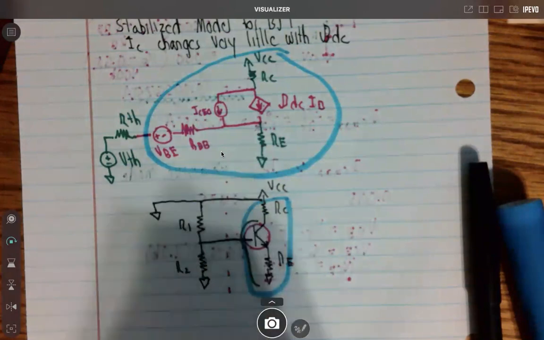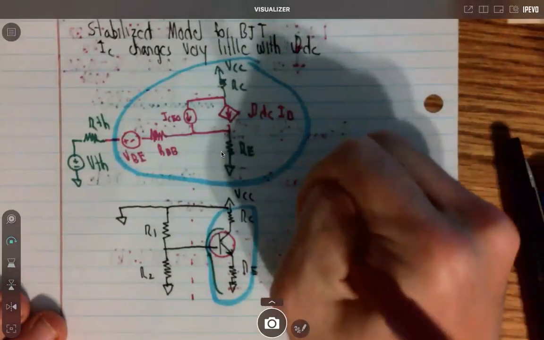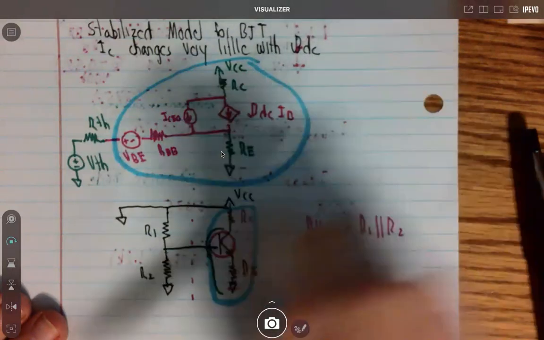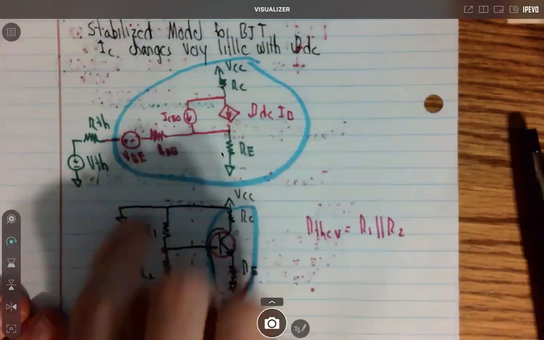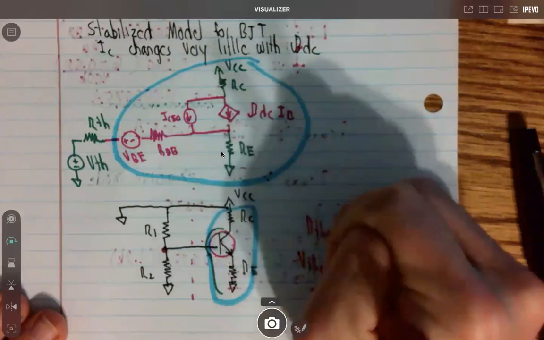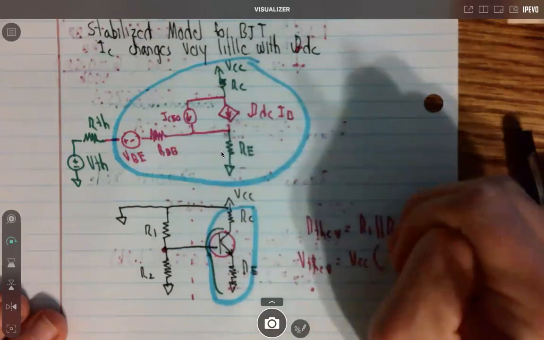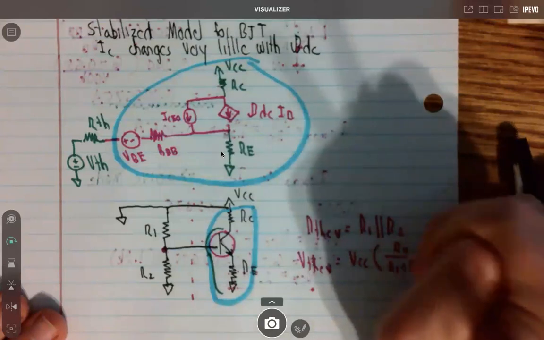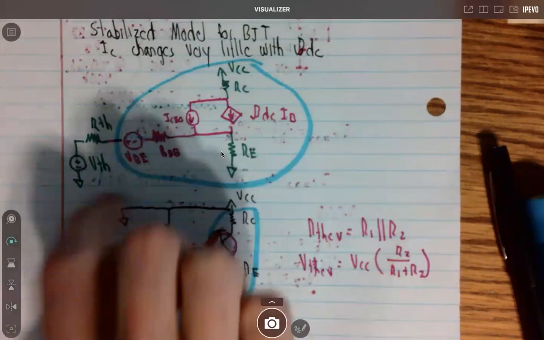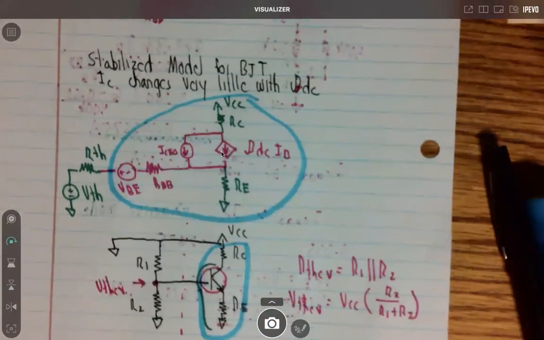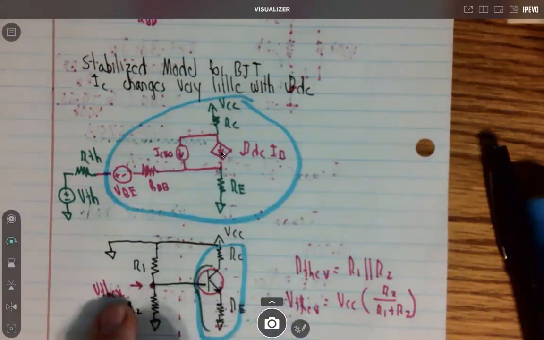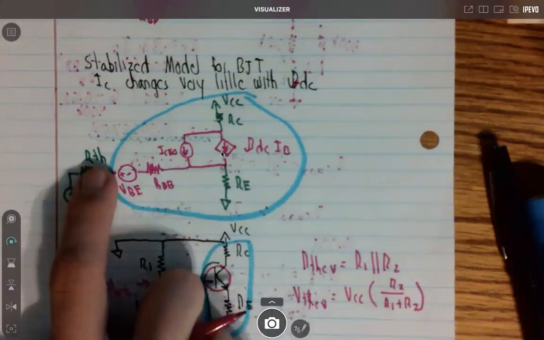And so R Thevenin is equal to R1 in parallel with R2, because they both share two nodes right in between, and the other node they both share is ground. V Thevenin is equal to VCC times R2 over R1 plus R2, because this is the point where V Thevenin is measured. And so that's how we get R Thevenin and V Thevenin in our model up here. We just take it from the stabilized model. We find our V Thev and R Thev, and we just add it into our circuit.